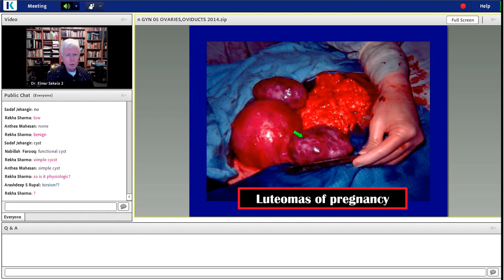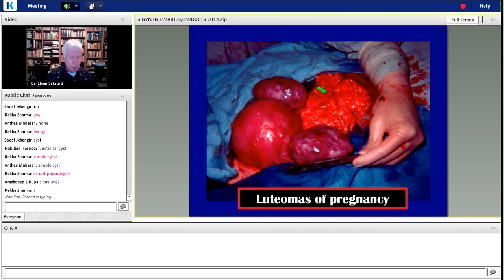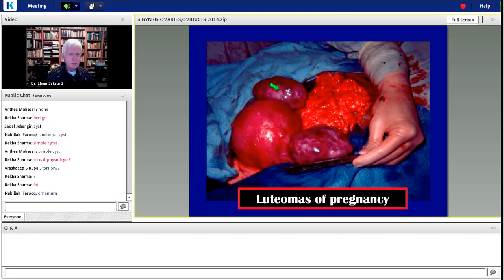Here again, luteomas of pregnancy. They can also be androgen producing and can cause virilization. What is this here? What do we have here? This looks like omentum. So this is the uterus, this is the ovaries, this is the omentum.